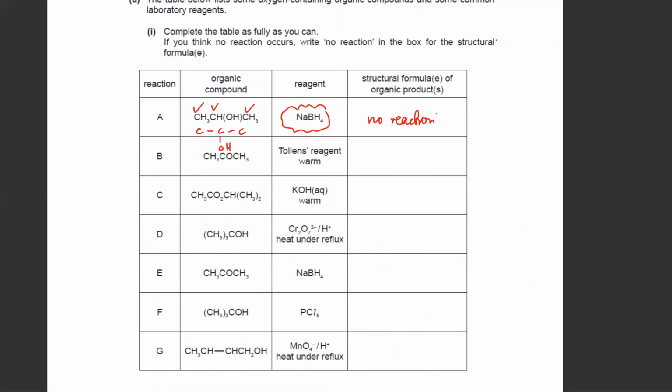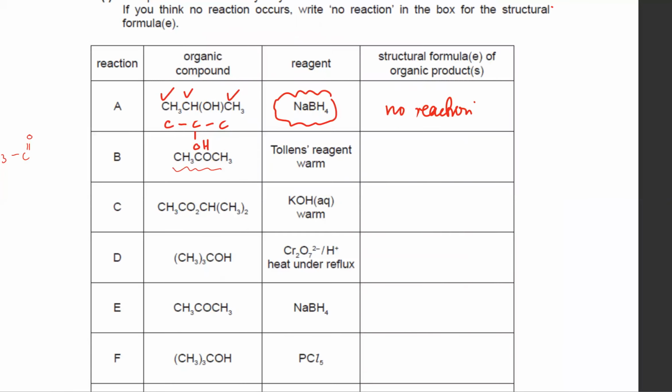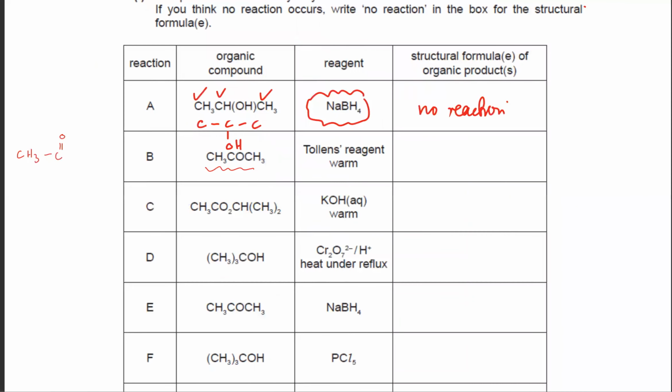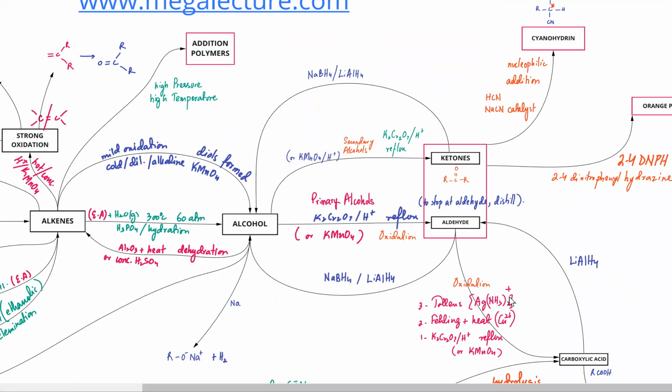So then the next one. This one is a ketone. If you look at this, it's CH3, and the C double bond O is on the middle carbon atom, so that one is a ketone. And he's trying to oxidize it with Tollens' reagent. So remember that aldehydes get oxidized by Tollens' reagent.